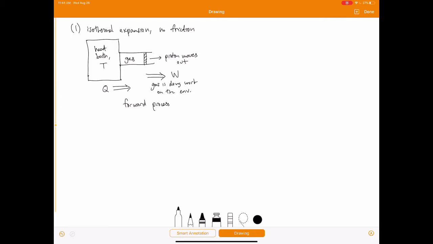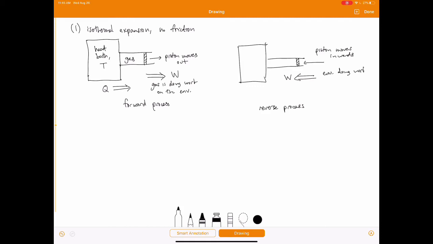We can also look at the reverse process, where we just run that whole scenario backwards. So here's the heat bath once again, here's the piston. And the piston has already expanded out. So we want to move it back to its initial position. So we're going to move the piston inwards. And while we're doing that, we'll notice that now our work arrow is reversing direction. What we mean by that is the environment is now doing work on the gas. Okay? And also, heat is flowing the opposite direction. Now heat is flowing from the gas back into the heat bath. So that arrow for Q is pointing the other way.